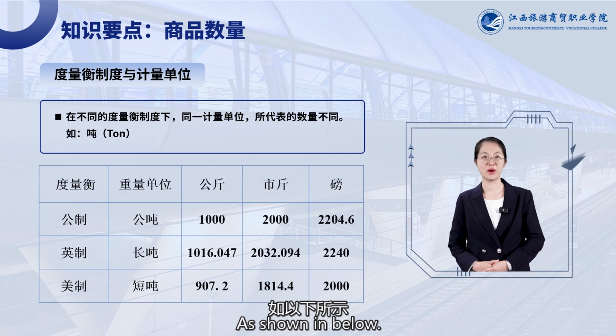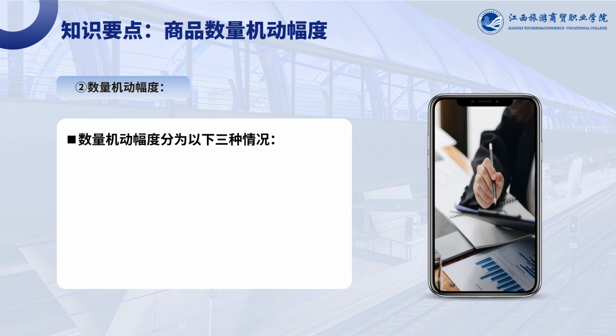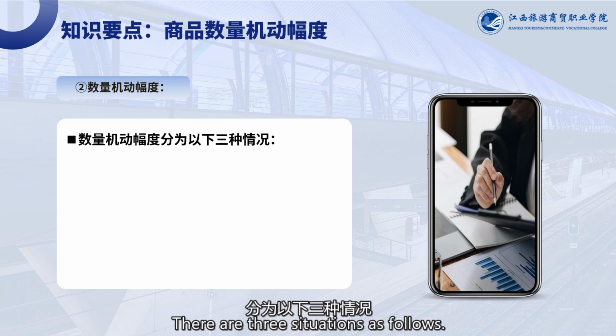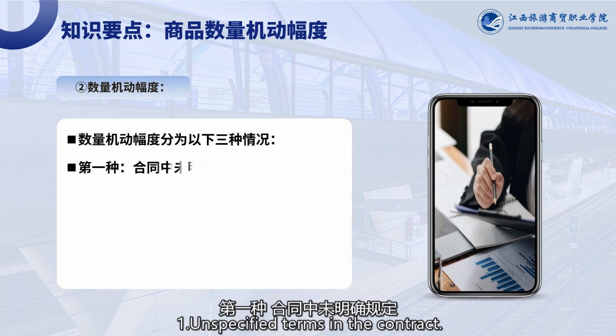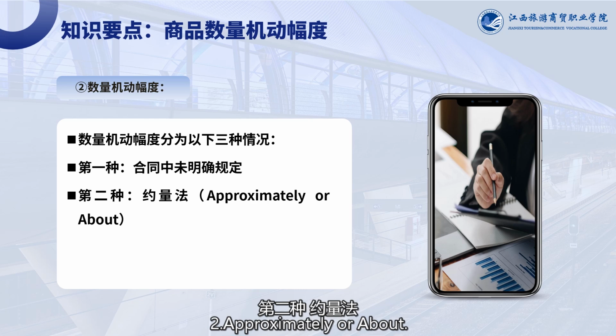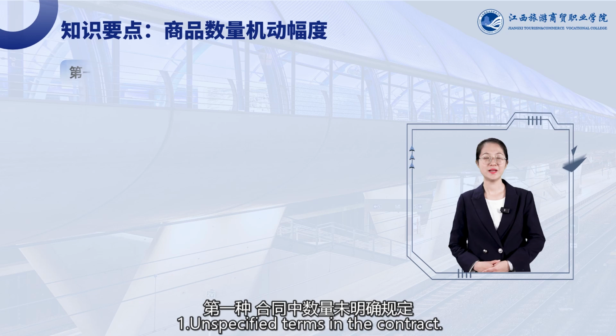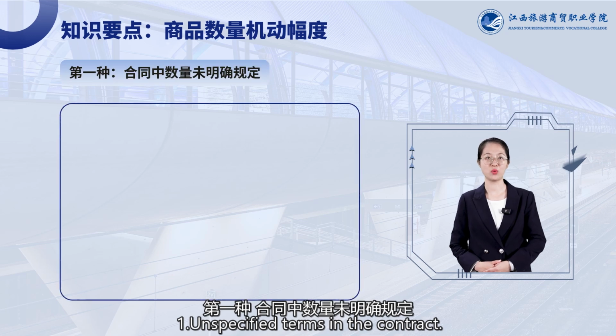As shown below, in international trade, there exists a range of flexibility in the quantity of goods. There are 3 situations as follows. 1. Unspecified terms in the contract. 2. Approximately or about. 3. More or less clause. 1. Unspecified terms in the contract.